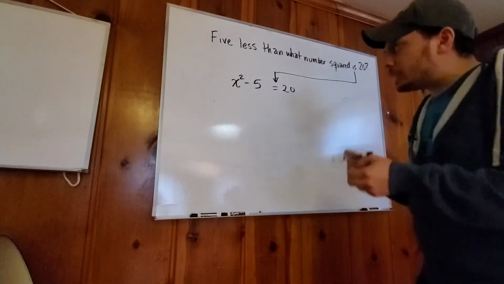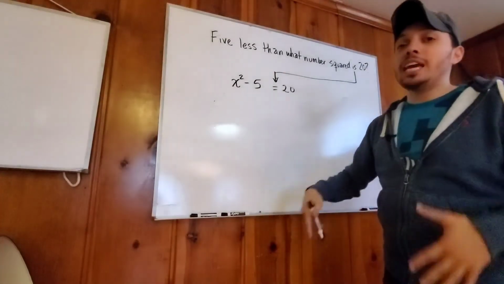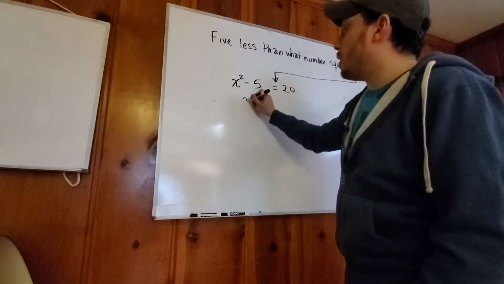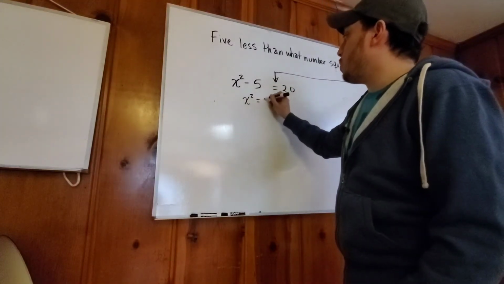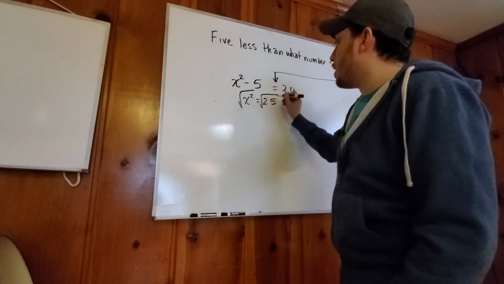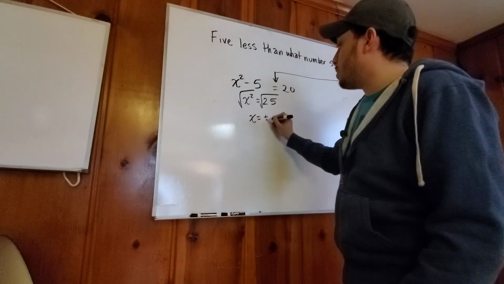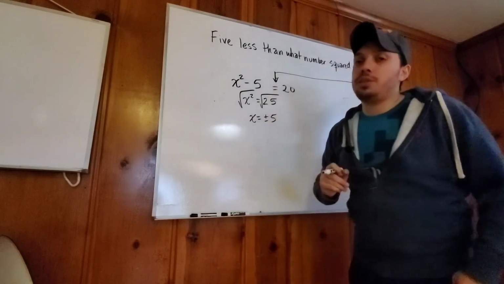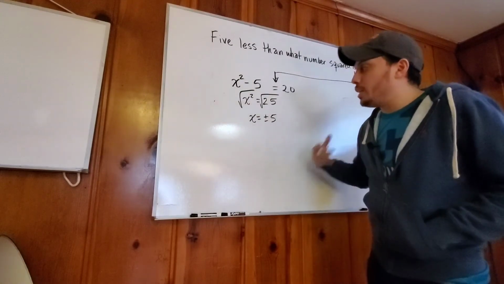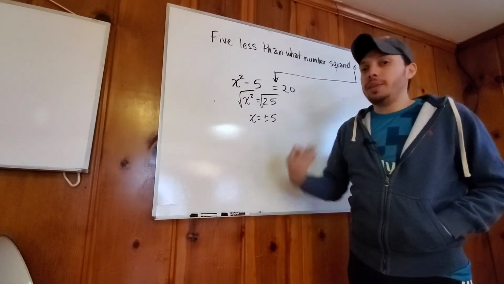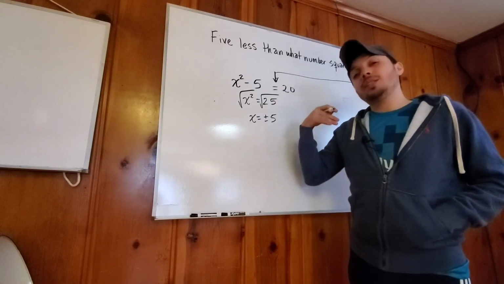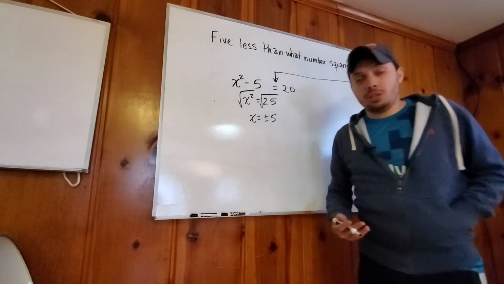So now that we have that, we have to, again, solve for x. To solve for x, we add 5 on both sides. x squared equals 25. Then we square root both sides, and x equals plus minus 5. That's the answer. Look at that. I told you, it's going to get a lot easier the more you work on it. That's how math works. The more you practice it, the easier it is to understand.